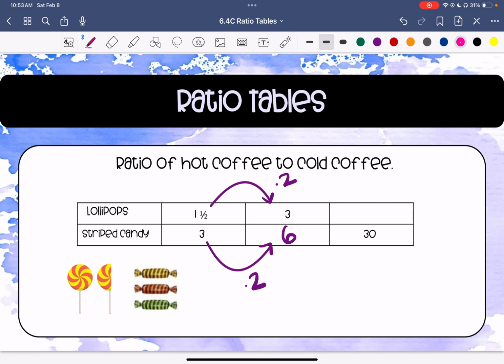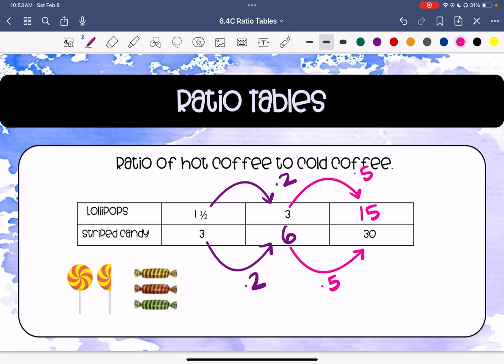Now I will go from 6 to 30. There is a direct relationship. 6 times 5 to give me 30. And I'll also have to scale 3 by 5 to get 15.